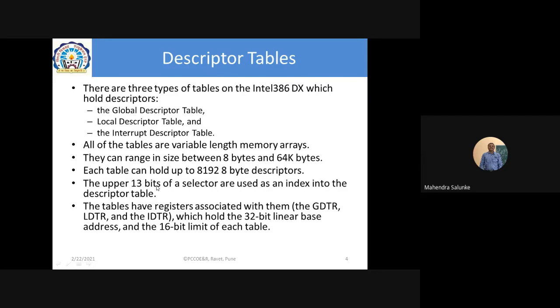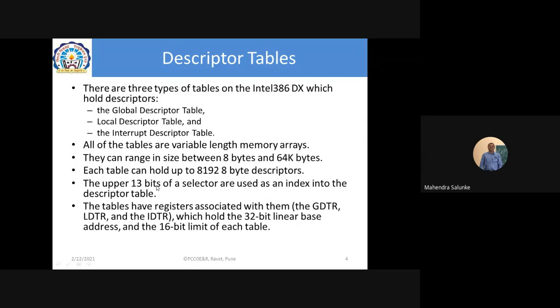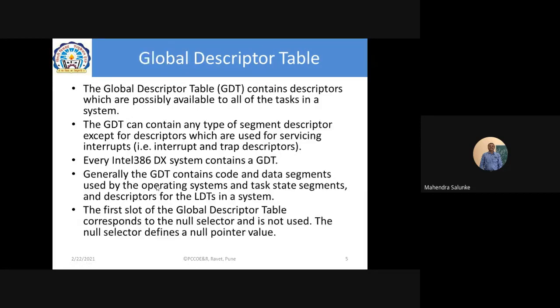All right. Now there are 3 registers which we discussed, which are associated with the tables. So tables and registers are there. When we are talking about the global descriptor table, it has the GDTR. For the local descriptor table, we have the LDTR. For the interrupt descriptor table, we have the IDTR. All right. Now, this was the point where we will continue.